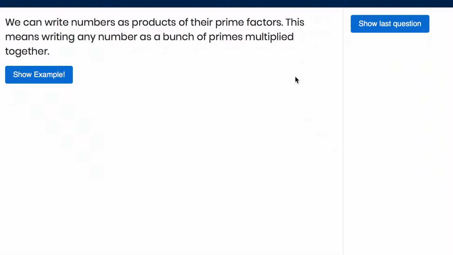In this video, we'll learn how to break a number down to a product of its prime factors. Product means multiply, so this just means writing any number as a bunch of primes multiplied together. You might have also heard your teacher describe this as prime factorization or prime factor decomposition. But don't worry, these all mean exactly the same thing.